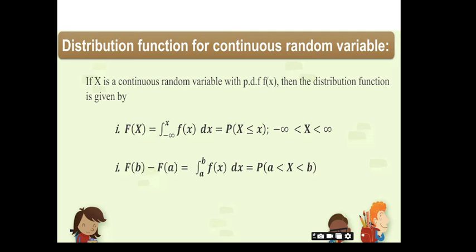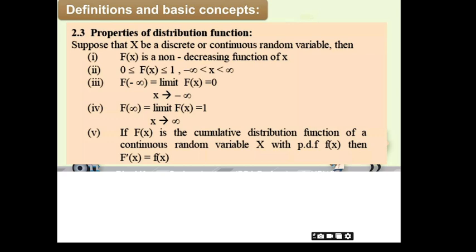Then capital F of b minus F of a is written as the integral from a to b of f of x dx. This is equal to P of a less than x less than b. These are the properties of the distribution function. Let capital X be either a discrete or continuous random variable.